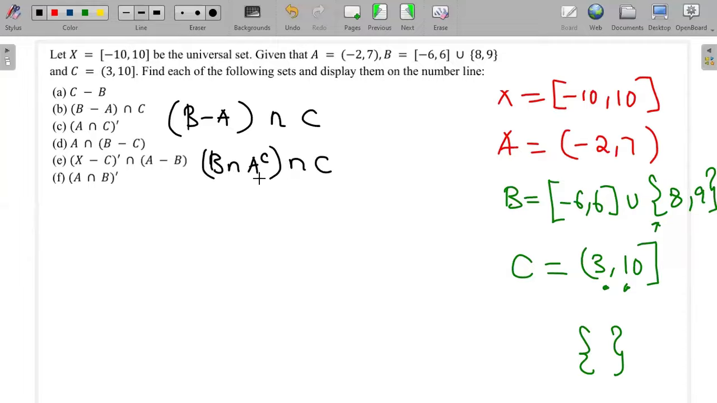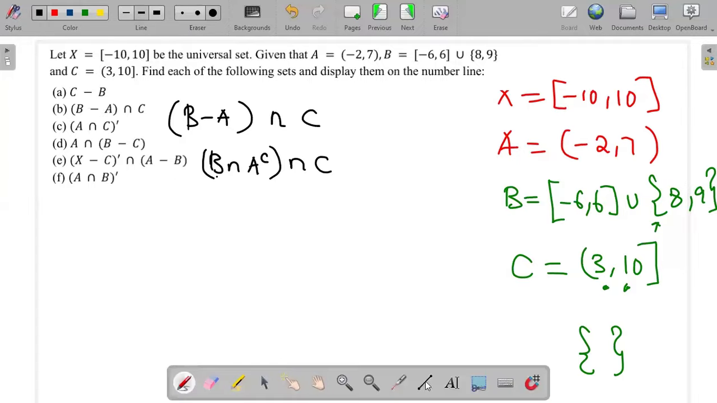So in short, here they're telling us to find the part where B intersects A complement and also intersects the C. So we are looking at the part where we're going to have an overlap of all these three sets. So let's draw a number line here and plot our universal set. So the universal set starts at -10 here.